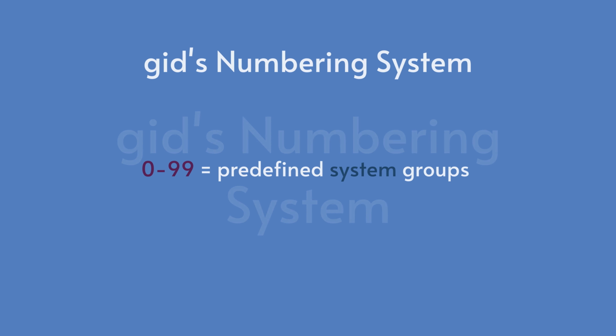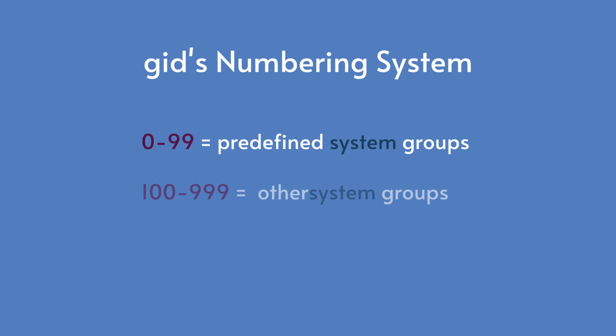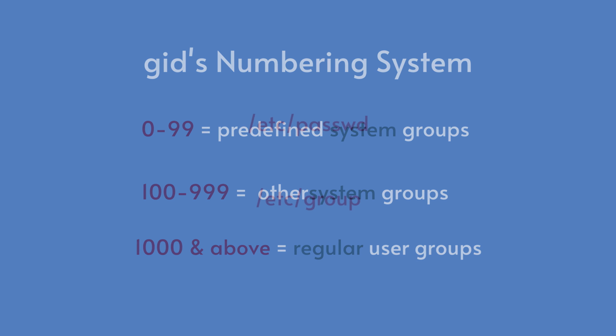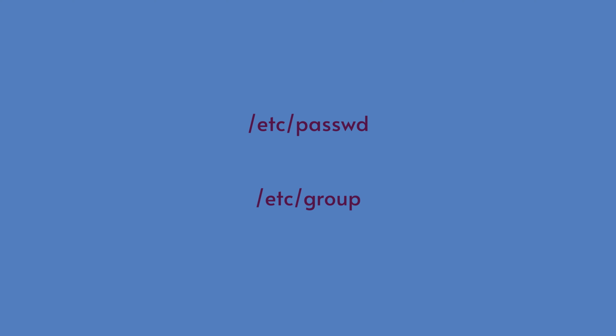There are various GIDs or group numbers also. 0 to 99 is reserved for predefined system groups, 100 to 999 is reserved for other system groups, and 1000 and above are typically used for regular user groups. Now, where does the system store these UIDs and GIDs? They are mainly kept in the /etc/passwd and /etc/group files. In /etc/passwd, each user's account information, including the UID, by default gets stored. We will look into these files in our last section.